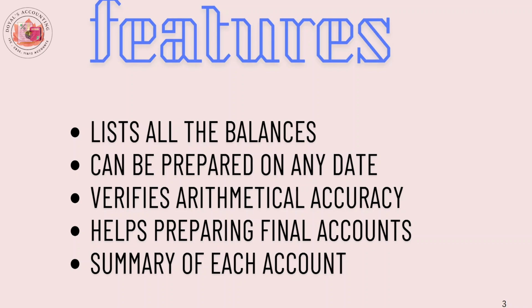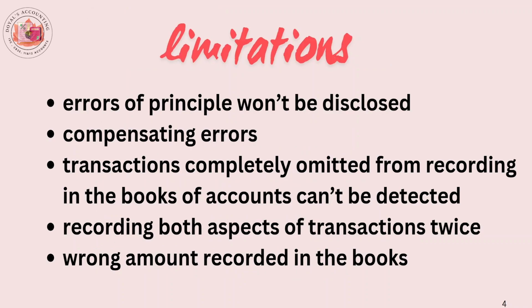It is not a conclusive proof of the accuracy of the books, as there could always be a few errors which may not be disclosed by the trial balance. This just verifies the arithmetical accuracy of all those entries that we have posted from the journal to the ledger. Now let's go on to the limitations. See, a trial balance is not a conclusive proof. It is not a guarantee statement that there are no errors in my books at all.